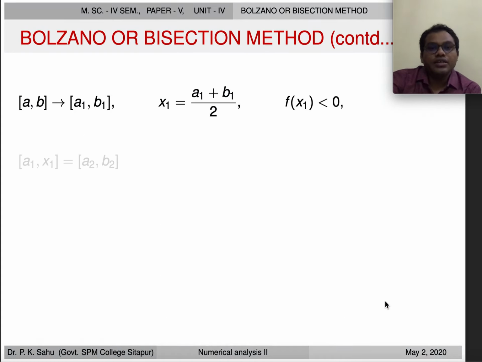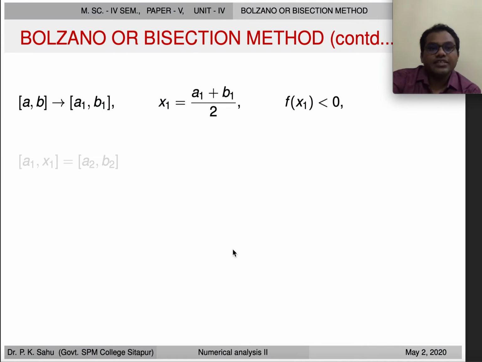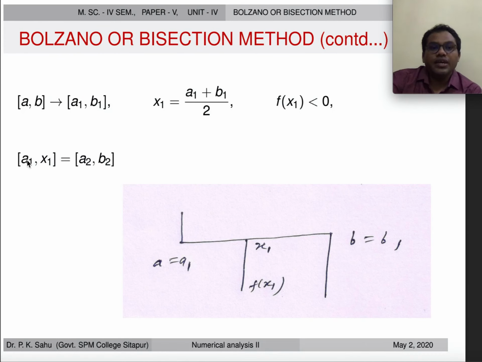There may be another possibility. If f(x1) is less than 0, then in this case x1 is the midpoint. Now f(a) times f(x1) is less than 0 in that case, so now our root lies in the interval between a and x1. In either case, we have an interval a2 to b2 such that it may be x1 b1 if f(x1) is greater than 0, or it may be a1 x1 if f(x1) is less than 0. In either case, we find an interval a2 to b2 such that our root lies in that interval.